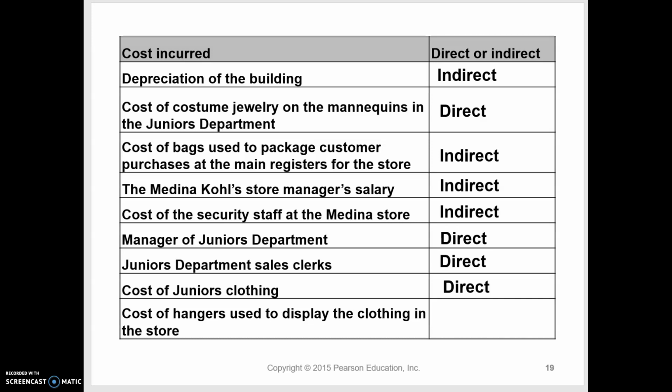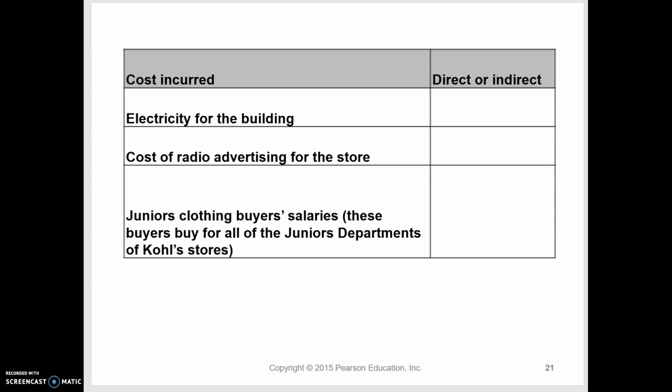The cost of the juniors clothing, that is a direct cost to the juniors department. The cost of the hangers used to display the clothing in the store. So there's a whole bunch of hangers. Some of it goes to the men's department, some go to the women, some go to the boys, some go to the juniors. So that would be an indirect cost because the cost of the hangers would really be for all the departments. The electricity for the building, again, that's an indirect cost. It benefits all the departments. Radio advertising for the store, that would be an indirect cost, okay, because it benefits the entire store.